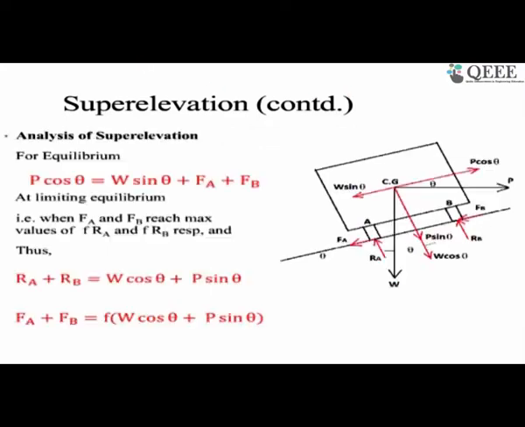So this is about the rate of super elevation. Now let's look into the forces, how it is acting. As I told you, the P is acting horizontally outward and weight is acting vertically downward. Now if you want to balance, basically in equilibrium, along the surface of the road, the P component in this direction is P cos theta, and it is balanced by the W sin theta and the friction force.